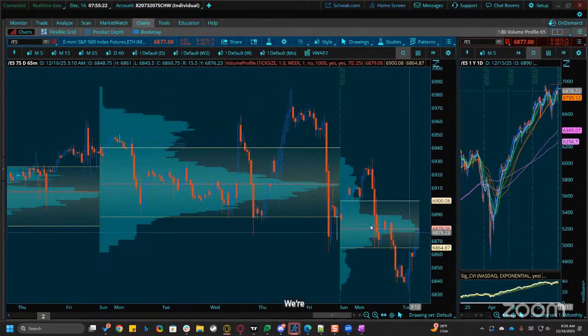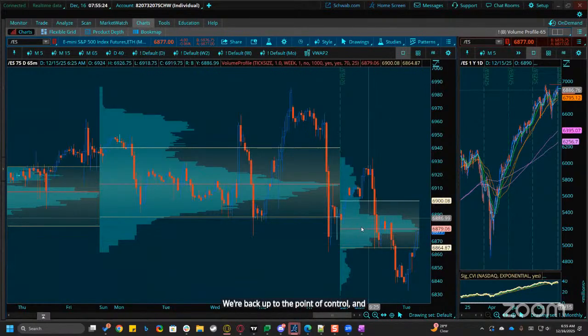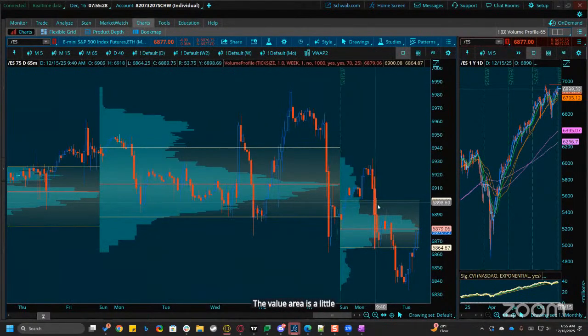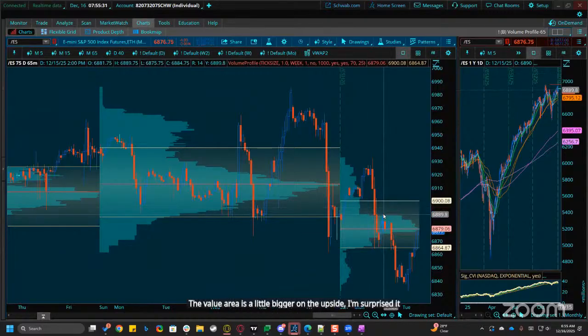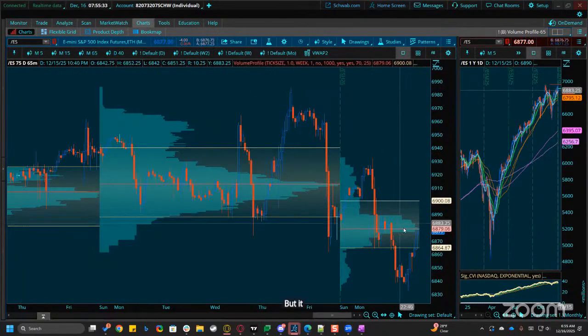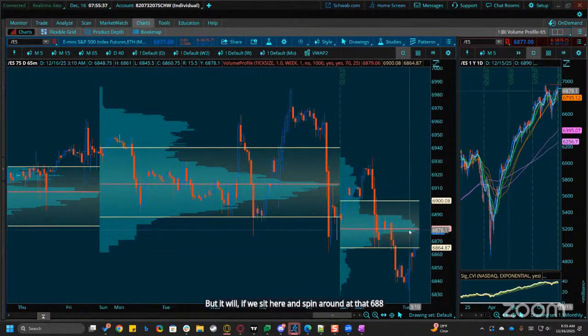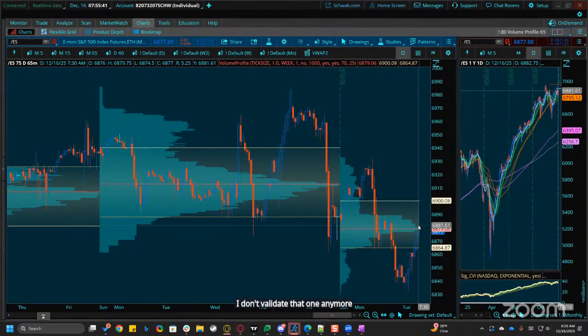We're back up to the point of control, and you can see where all the structure is. The value area is a little bigger on the upside. I'm surprised it hasn't tightened up yet, but it will if we sit here and spin around at that 68.82 old school cog line. I don't validate that one anymore, but back in the day, there used to be an 82.